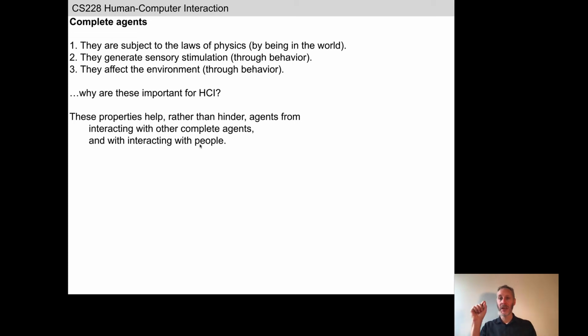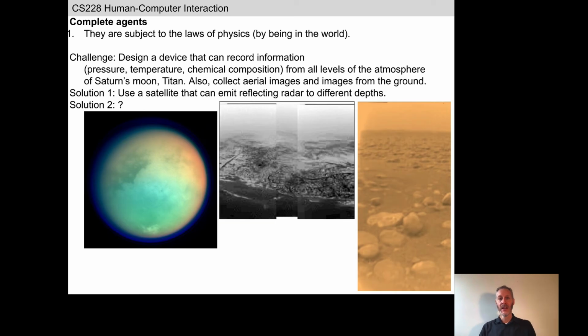Which we're going to see when we get to lecture 22 and 23. We're going to look at some robots that were designed carefully to allow them to interact with people better, to be more social machines. And we're also going to look at robot swarms, so robots that are designed so that they're able to interact well with other robots. Okay, let's start with property number one of complete agents, which is that they're subject to the laws of physics. Can we exploit this rather than fight against it?